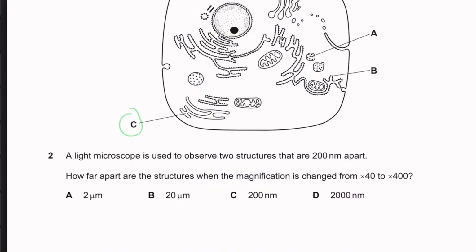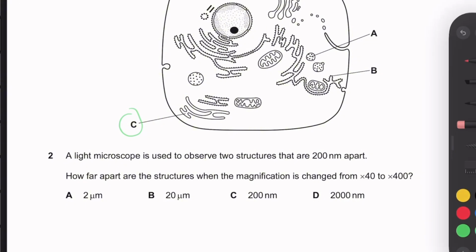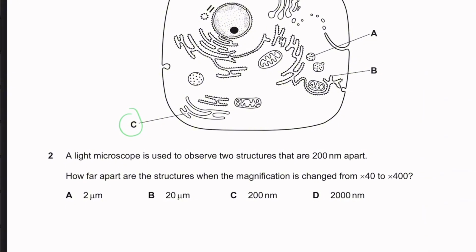A light microscope is used to observe two structures that are 200 nanometers apart. How far apart are the structures when the magnification is changed from times 40 to times 400? If they are 200 nanometers apart, they will always be 200 nanometers apart, no matter how closely you look. And so the distance between them is 200 nanometers.